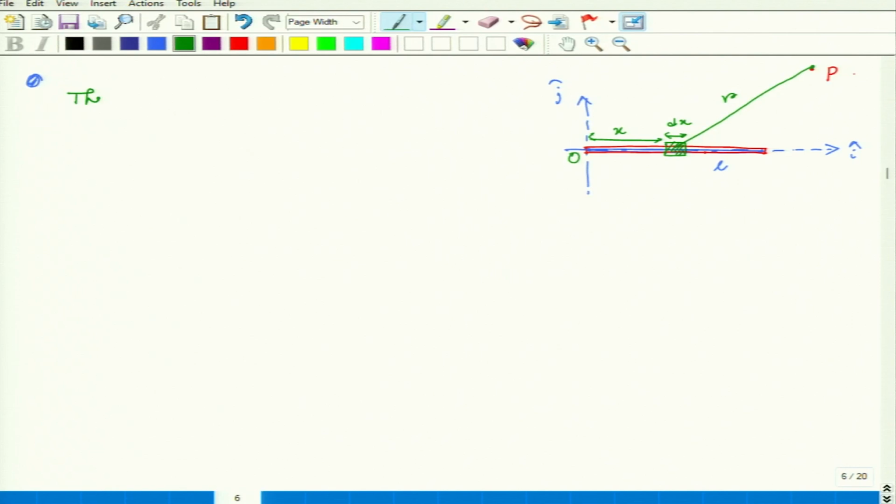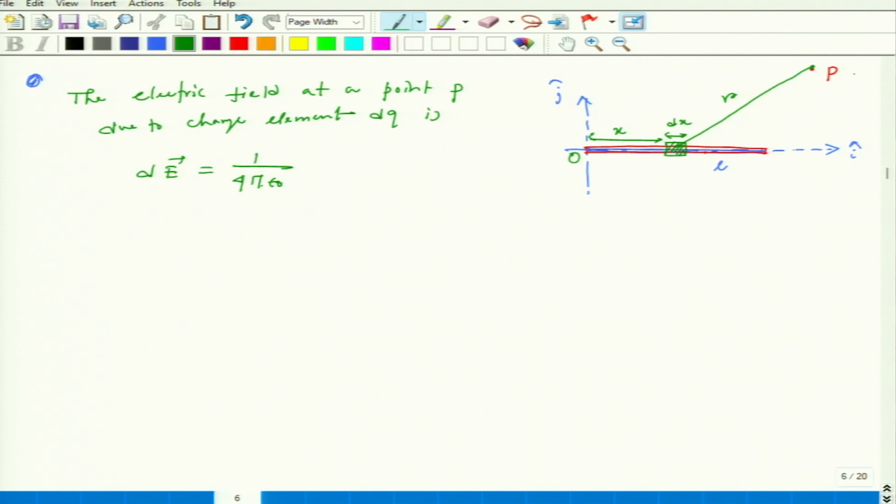The electric field at point P due to each charge element dq is given by Coulomb's law: d E vector equals 1 over 4 pi epsilon naught times dq over r square times r cap.